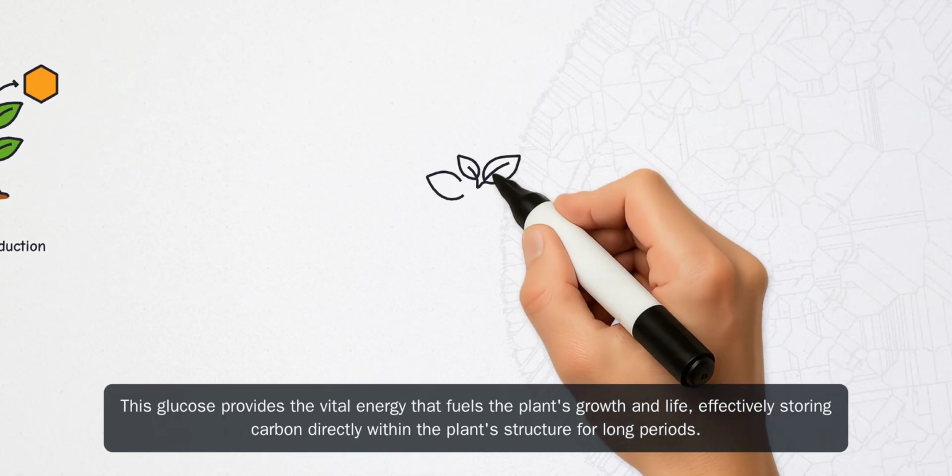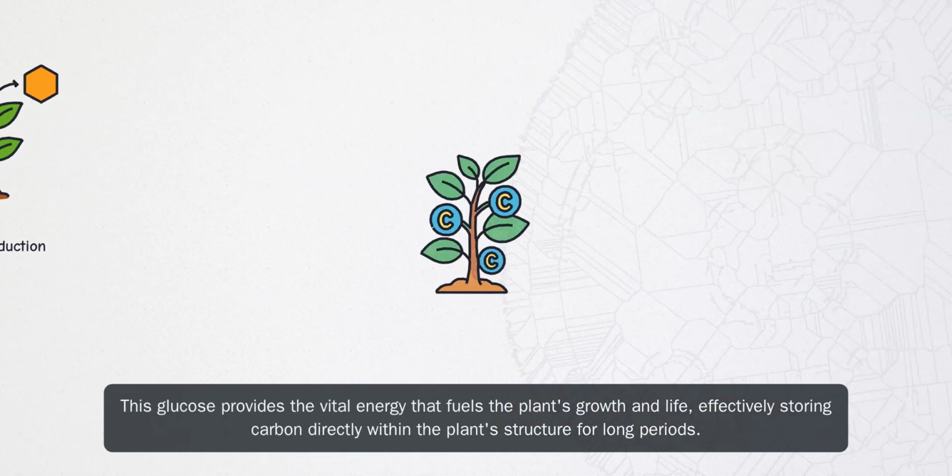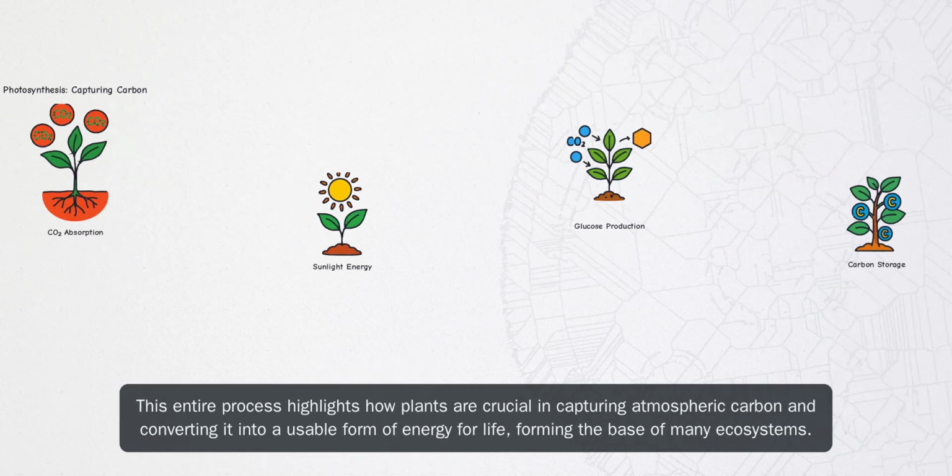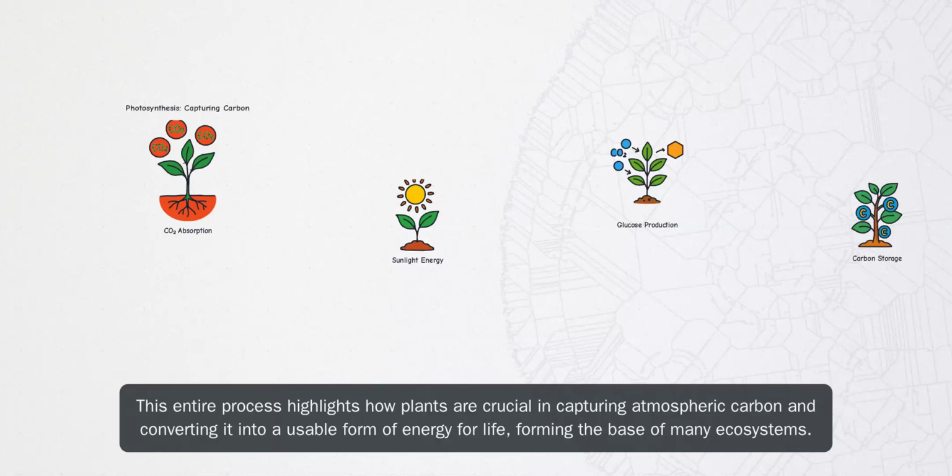This glucose provides the vital energy that fuels the plant's growth and life, effectively storing carbon directly within the plant's structure for long periods. This entire process highlights how plants are crucial in capturing atmospheric carbon and converting it into a usable form of energy for life, forming the base of many ecosystems.